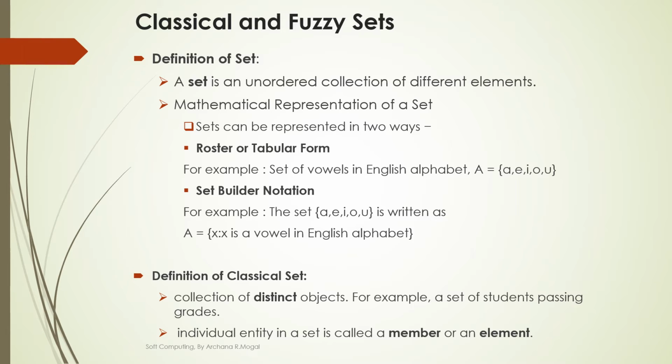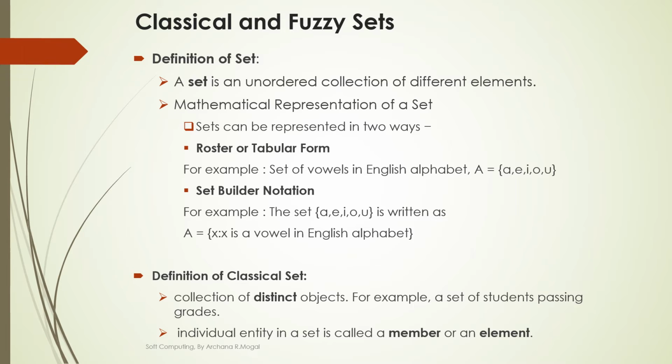Then, mathematical representation of a set. Set can be represented in two ways. First one is roster or tabular form. In this form, a set is represented by listing all the elements comprising it. The elements are enclosed within braces and separated by commas. For example, of set in roster or tabular form, the set of vowels in English alphabet A is equal to {a, e, i, o, u}.